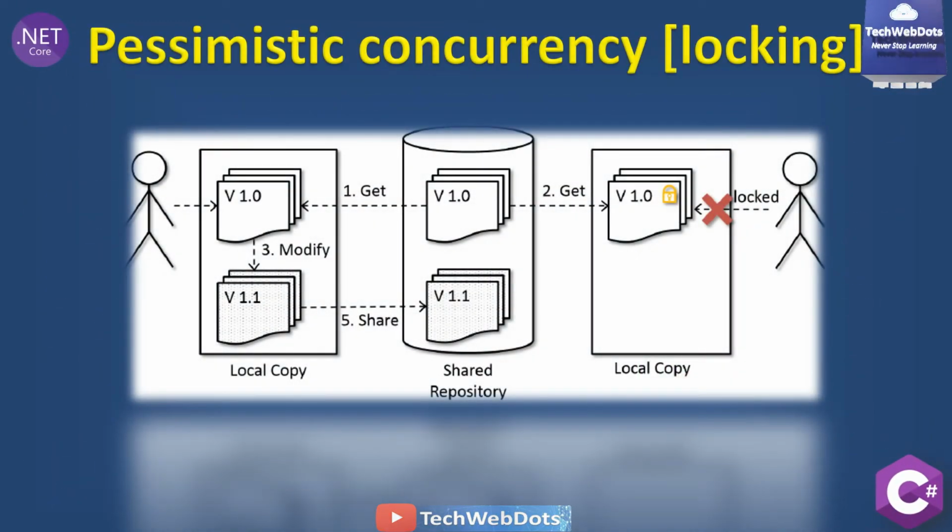Now I would like to discuss pessimistic concurrency, which is based on locking. As you can see on the screen, if we have a shared repository, when a user on the left hand side requests a version, he gets version 1 of the record, then he modifies it, and then a new version of that record is created and updated into the shared repository. But at the same time, if another user wants to read the record, that will not be possible, because it will be locked by the other user at the same time.